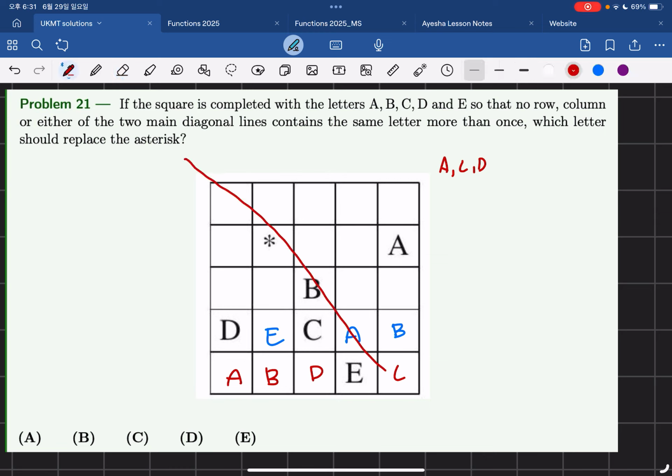Now we're going to look at this diagonal. We have D, D, and E missing. However, since D is already occupied in the far left column, D should go in this box, so the asterisk should be D.